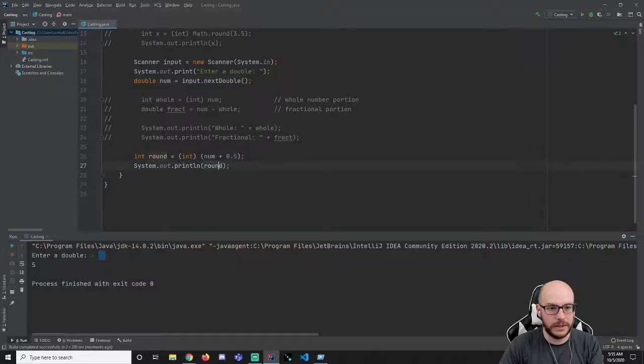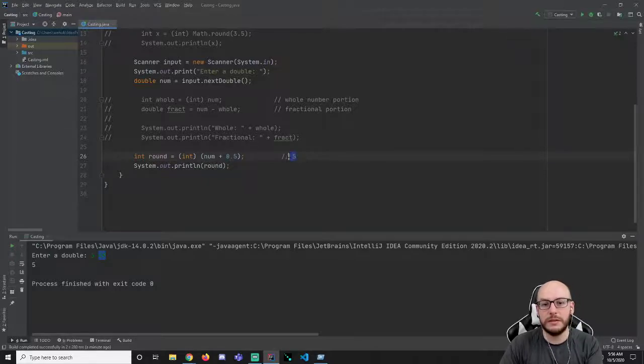Okay. What happens here is that we have this 5.49 that comes in. We're going to add 0.5 to it. All right. Think about what that is. The moment that you do that, it is what? 5.99? Okay. Then this cast occurs. Right? Well, what does casting do? It effectively will truncate the double to just an integer. And that's what ends up getting saved into our round value.